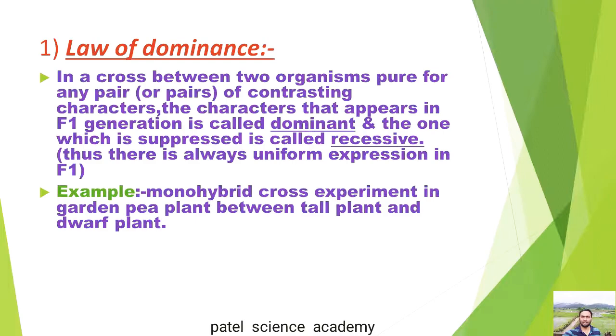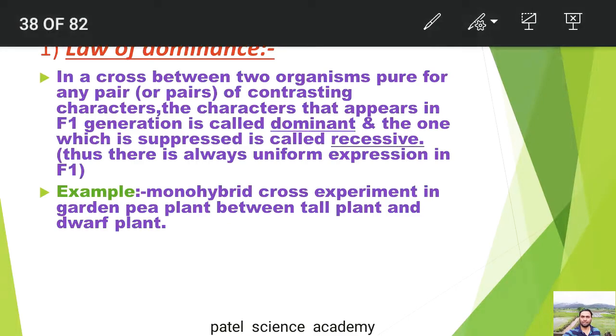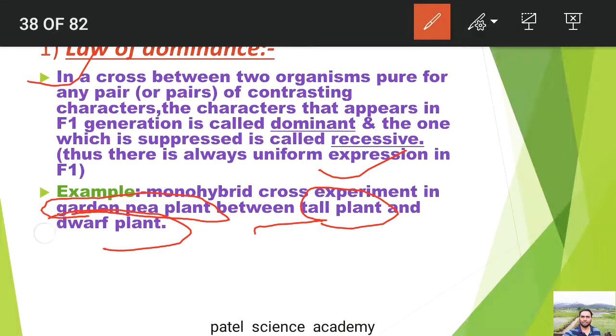The example is a monohybrid cross, where mono means one. It is a cross between two organisms having one contrasting, or different, character. That's why this cross is called a monohybrid cross. We are taking the example of the monohybrid cross experiment in the garden pea plant between the tall plant and the dwarf, or short, plant.